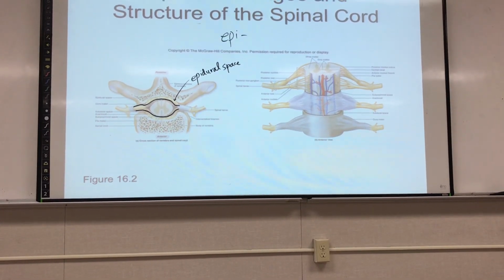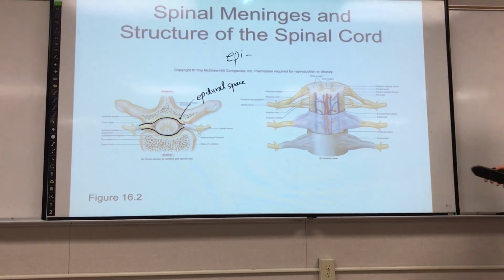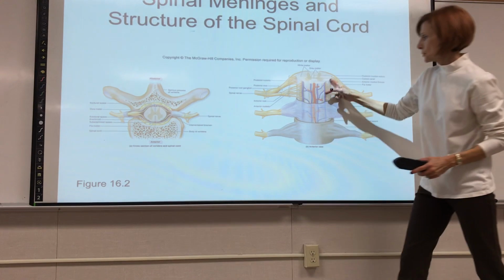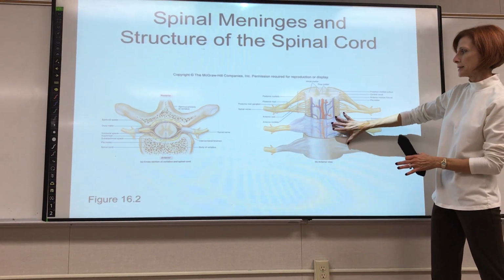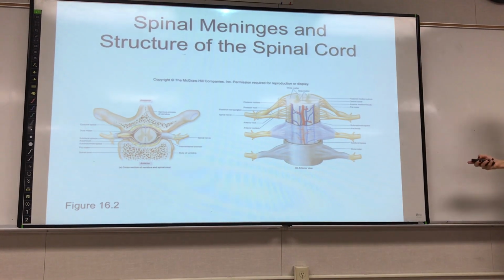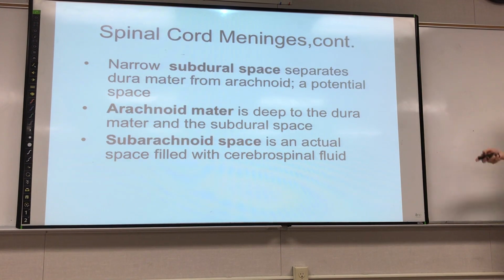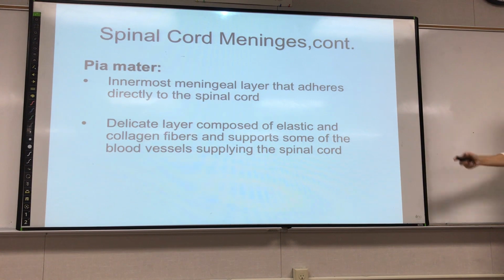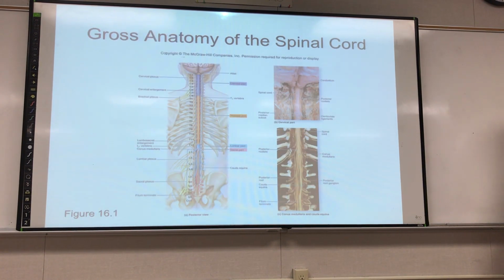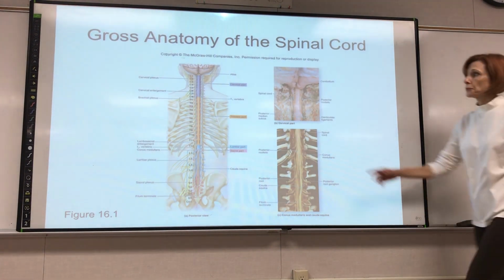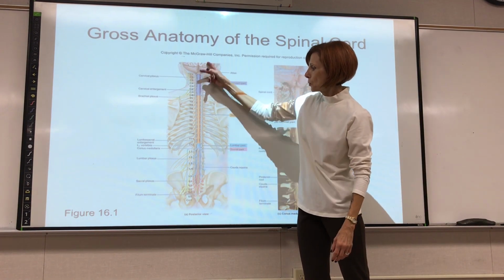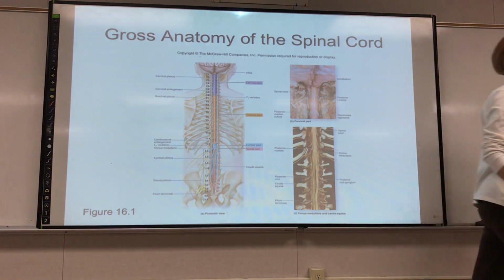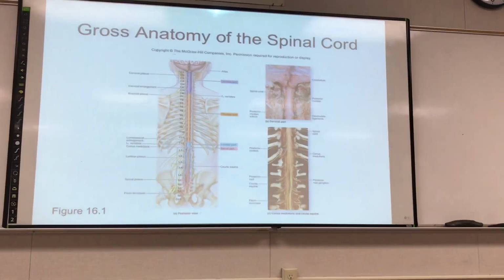So let's take a look at a picture of the spinal cord. This also shows the meninges, but you can't really see the spaces very well here. Okay, and this just goes over all of the meninges and their spaces. Okay, so looking at this longitudinal view, you can see the spinal cord and a bunch of structures that we're going to talk about now.